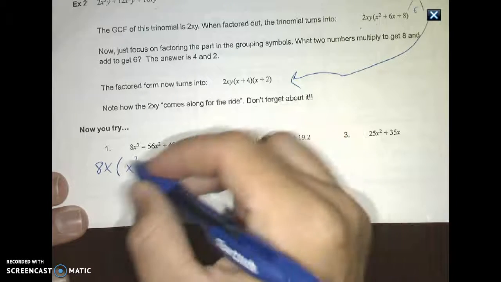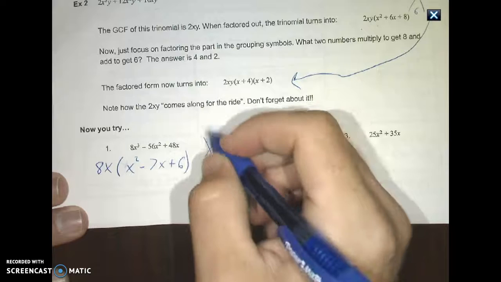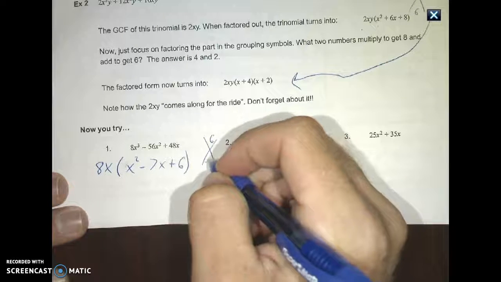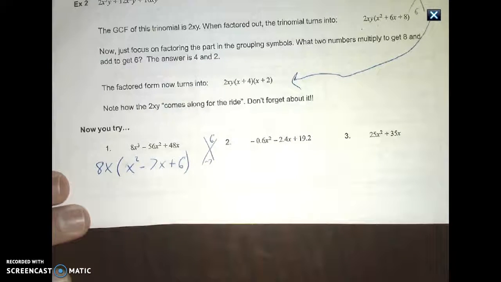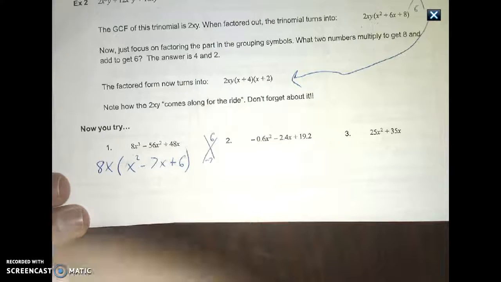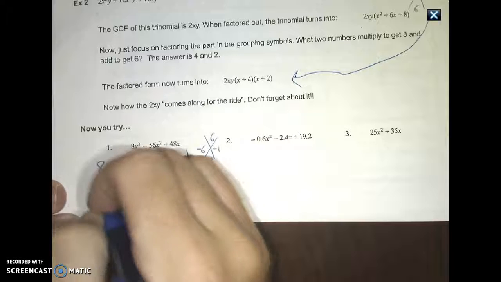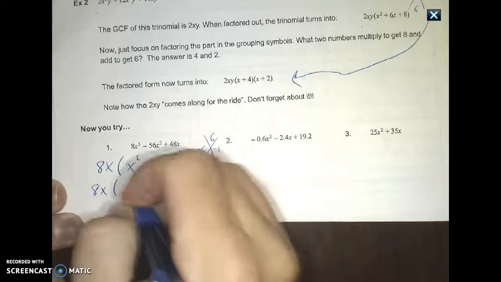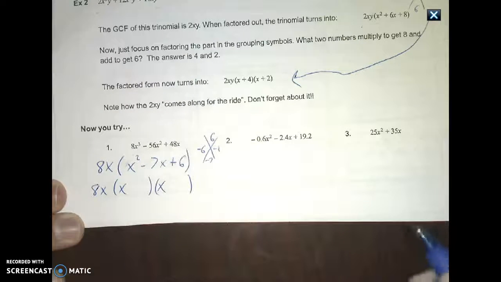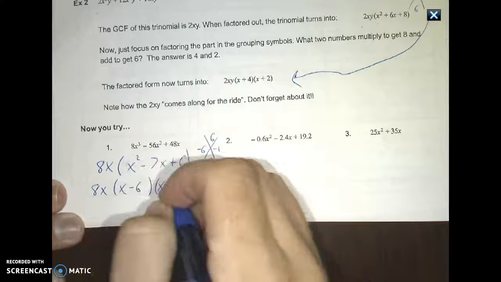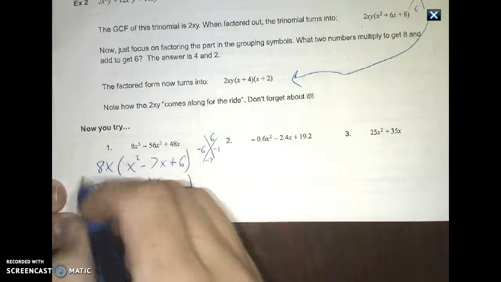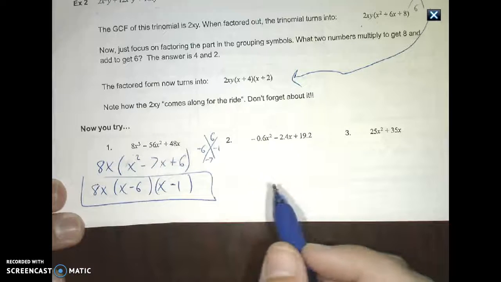Now I'm just doing what I did before inside this parentheses. 6 is up top, negative 7. What numbers multiply to give me positive 6, but add together to give me negative 7? Negative 6 and negative 1. So x minus 6, x minus 1. Boom. You just let the 8x chill out front.